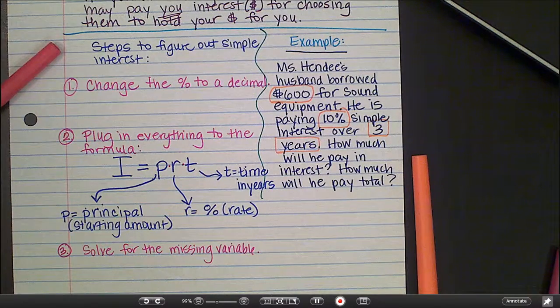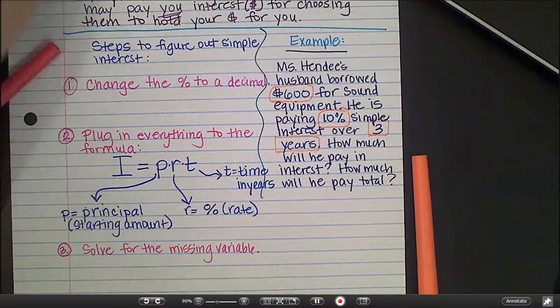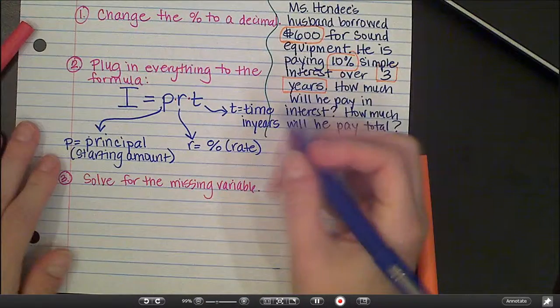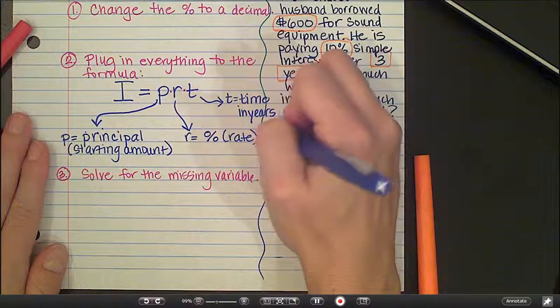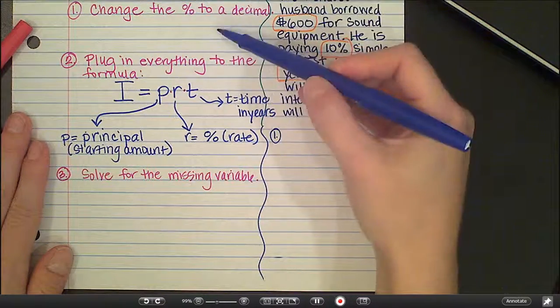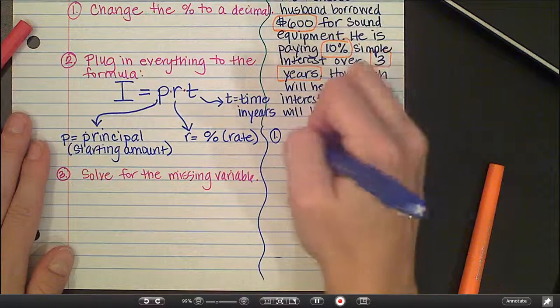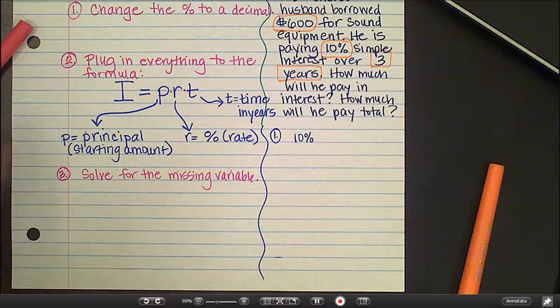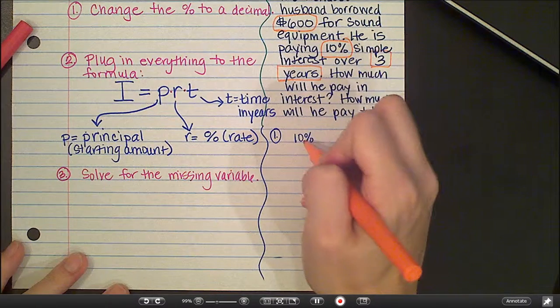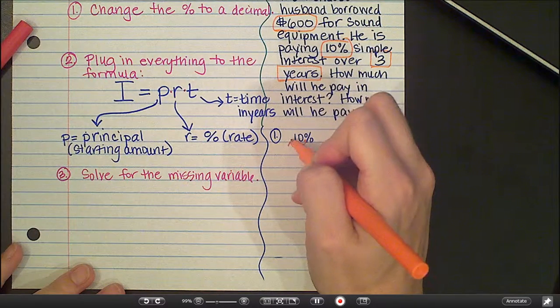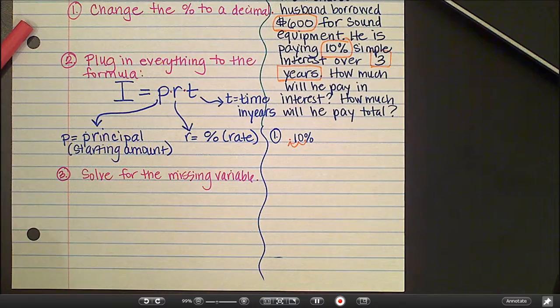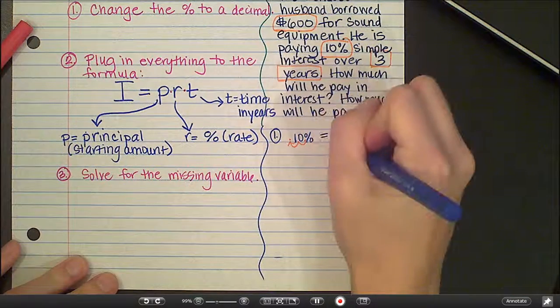Okay, so we've got all our stuff that we need to plug in, right? So let's go ahead and start by changing, and you know what, we're not going to have enough room over here, so let's continue right here. The first thing we're going to do is change our percentage to a decimal. So let's take our 10%, and when we change that to a decimal, remember our decimal is back here, and we're going to move it twice to the left. So that's going to end up being 0.10.